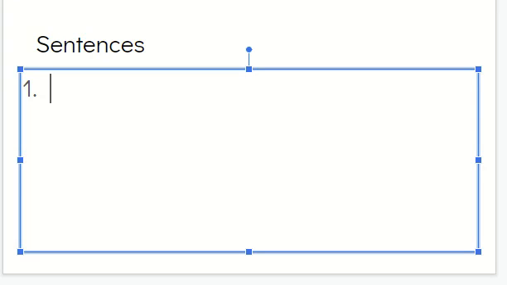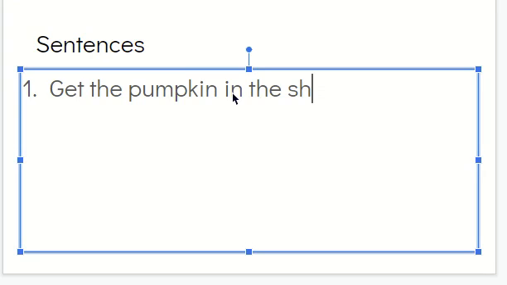Let's do it together. Get, capital letter at the beginning of my sentence. The pumpkin. And I use the K for the K sound because it was right next to an I. Remember, K goes with I and E, and C goes with the other 3, A, O, and U. Get the pumpkin in the shed. Period. End of sentence.